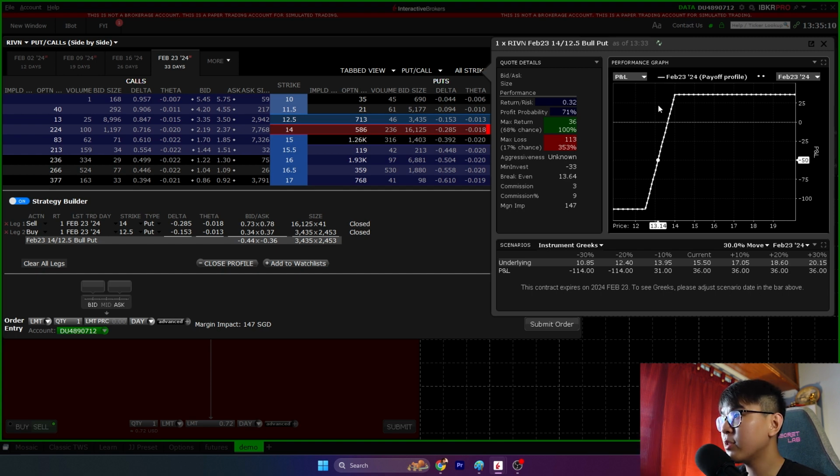But in the case if the price of Rivian is $12.99, as you can see here, I'll lose a total of negative $65. And if the price of Rivian goes below $13.64, as you can see here, it means that I'll start to lose money. The break-even price of Rivian here I need it to be at would be $13.64. As long as the price of Rivian is at $13.64 or above by February 23rd, I'll then earn money accordingly. This just gives you a rough understanding of what might happen, and that's where it's very important for you to understand the performance graph of any bull put spread or any multi-legged strategy that you trade on.